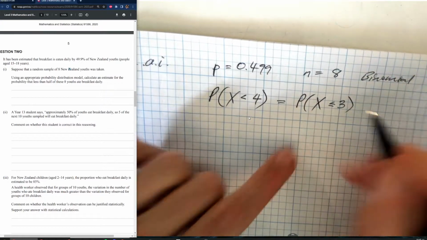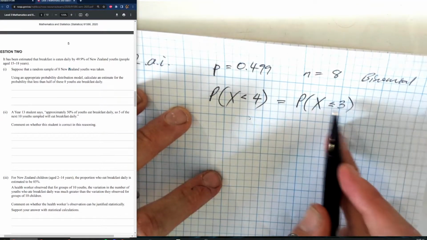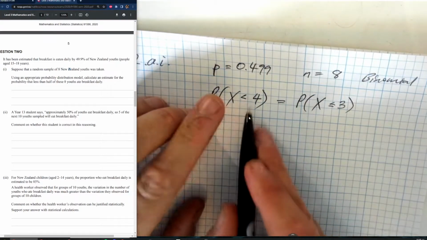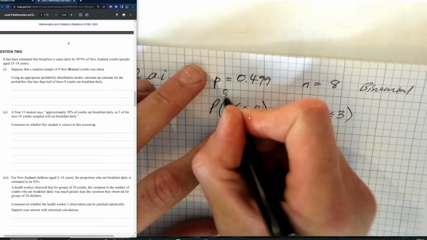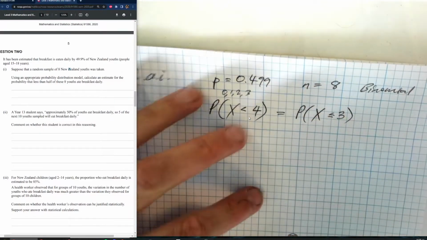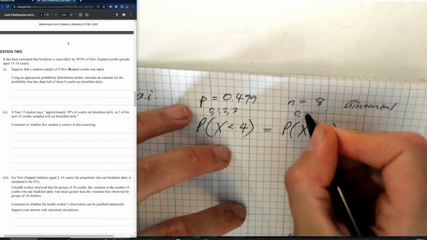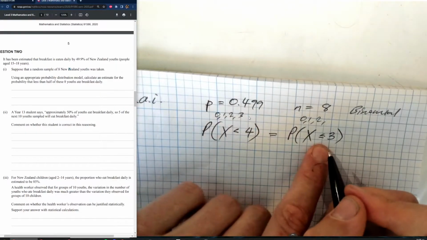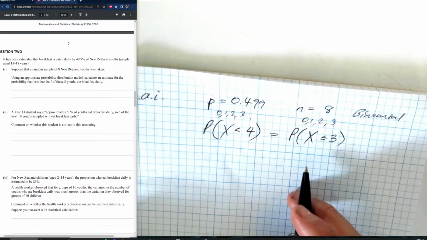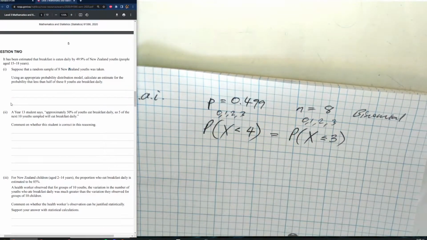So the probability that X is less than 4 is the same as the probability that X is less than or equal to 3. Because let's think of the options here. This is the numbers 0, 1, 2, and 3. They are all less than 4. Whereas this one here is 0, 1, 2, and it includes 3. So these are the same probabilities. So that's what we're going to use.